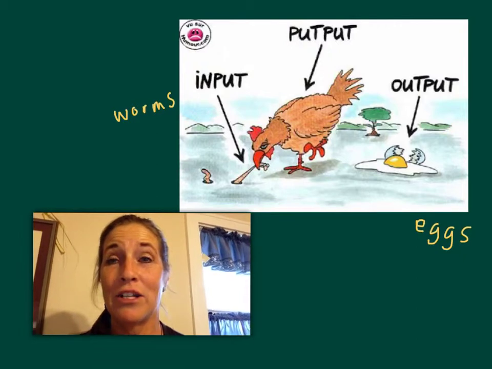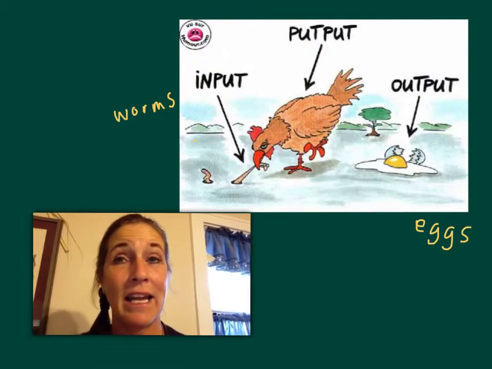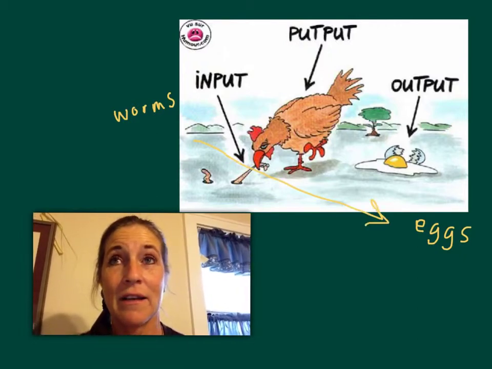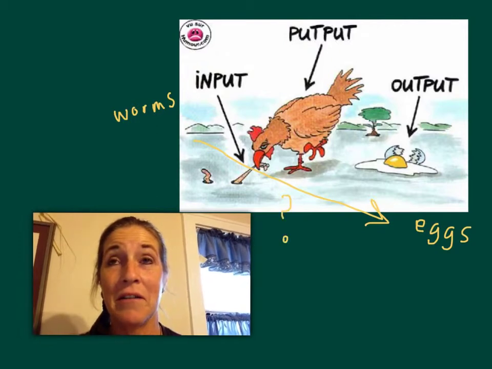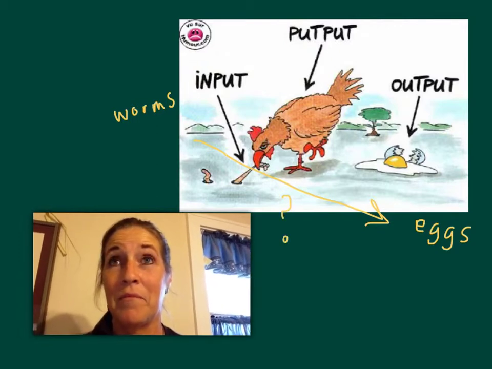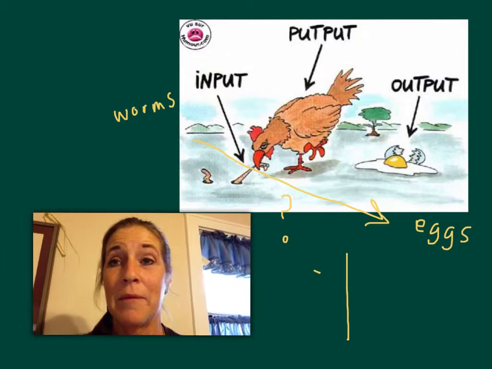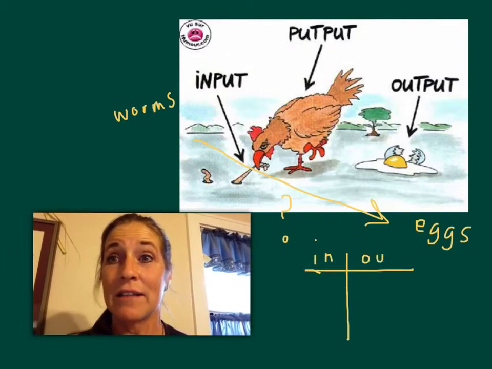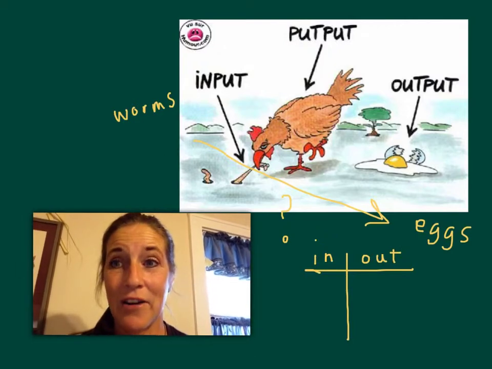What if we fed our chicken all kinds of worms, but we didn't get any eggs from it? Would there be a relation there? Or if we put in hardly any worms, but we kept getting eggs, she just kept sitting on her nest and making all kinds of eggs, would there be a relation there?